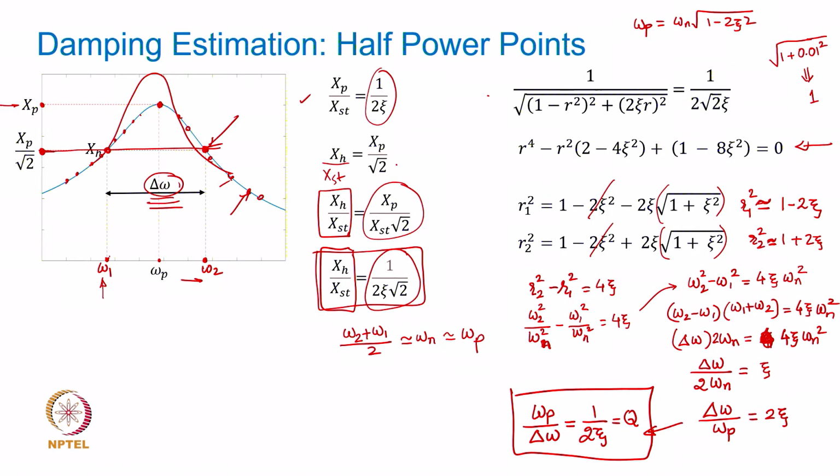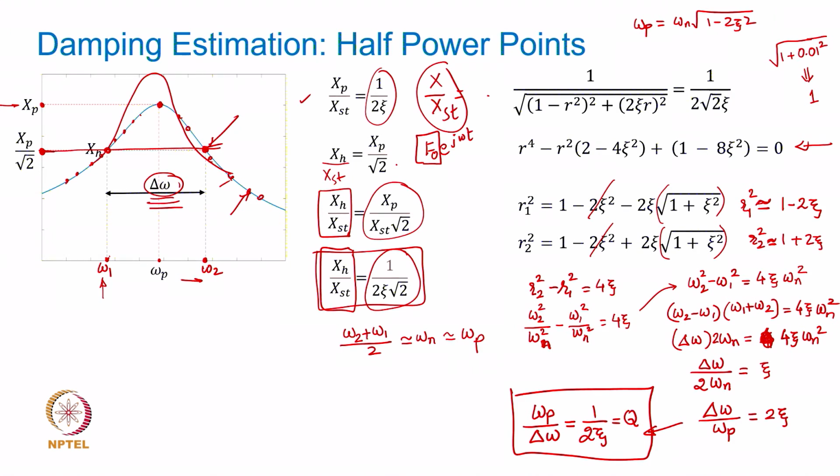No, right. The only catch here is this entire derivation is done based on what? X over X ST expression, which is valid for constant frequency excitation, which means constant amplitude excitation, that means F naught is not allowed to change with frequency of excitation.